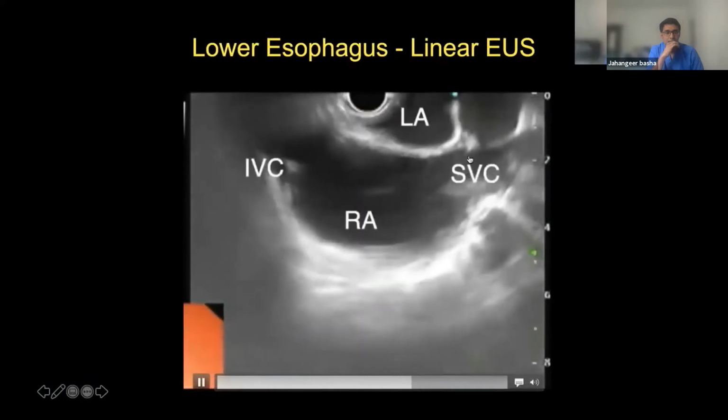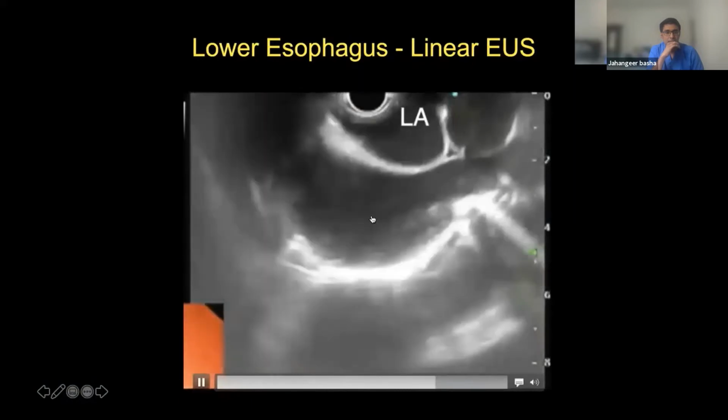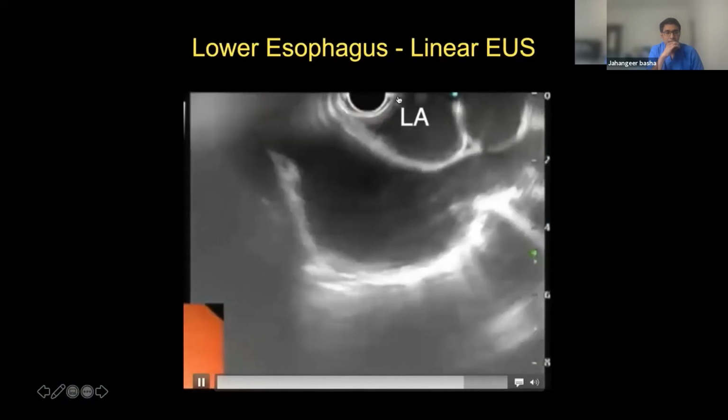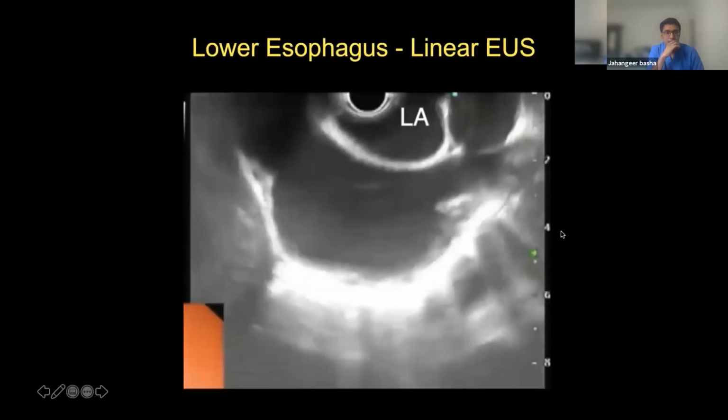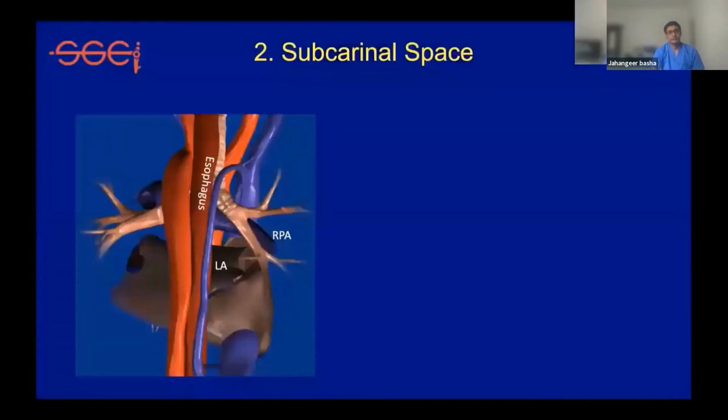We can also appreciate the superior vena cava joining the right atrium. And from here, we can appreciate the left atrium also in the field. This becomes an important landmark in the subcarinal space evaluation. So next, let us move on to the subcarinal space, which is the most important station for evaluation of the mediastinal anatomy.